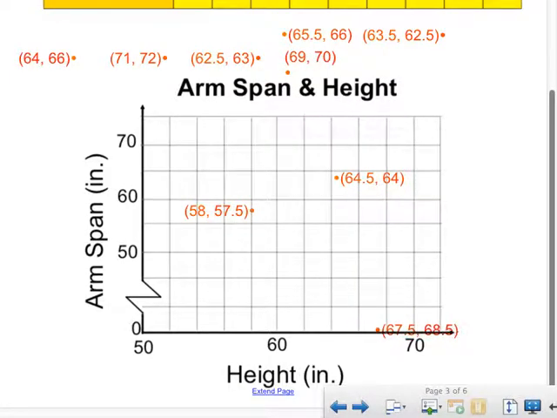67. Well, this is 68, so 67 is just shy of that. And then 68 and a half is just going to be shy of 70. Okay, 65 and a half. Well, here's 66, so just shy of 66. And then we're going to go here. This is 65. I'd say that's about 66.